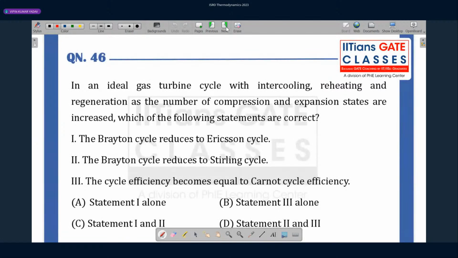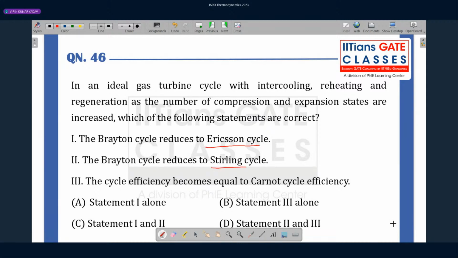In an ideal gas turbine cycle with intercooling, reheating, and regeneration, as the number of compression and expansion stages are increased, which of the following statements are correct? So basically, you are increasing the number of compressions and expansions. Okay, you have an infinite number of compression and expansion stages in an ideal gas turbine cycle. So will it be close to the Ericsson cycle or the Stirling cycle?